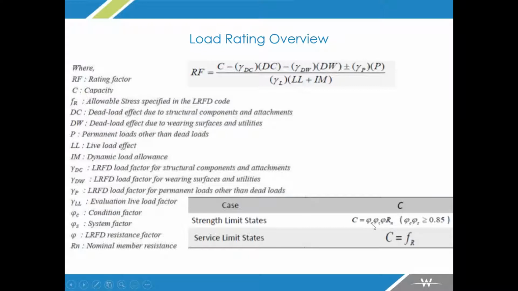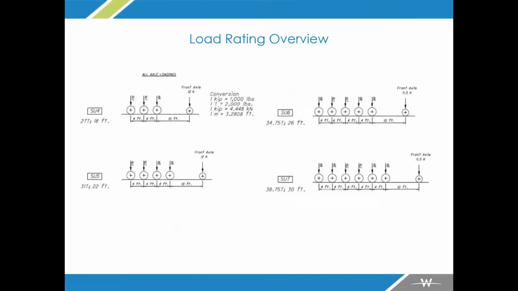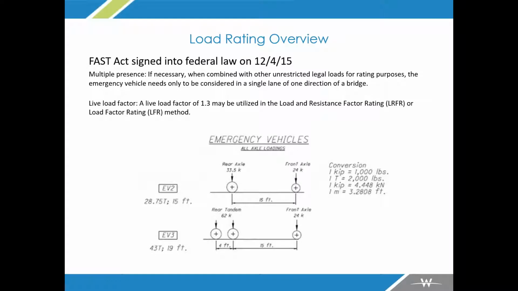And there are condition states here too. So if you have condition factors, you'd incorporate those as well, based on if it's a load rating of an existing structure that might have deterioration. In the United States, FHWA generally controls this. You've got the 2F1, 3F1, 4F1, 5C1, these different configurations with different axle setups. The SU series, SU4, 5, 6, 7. Again, just different axle configurations. I won't spend a lot of time on that.